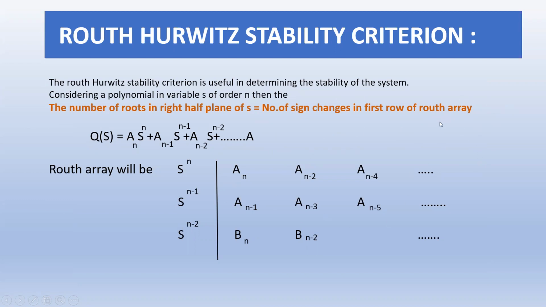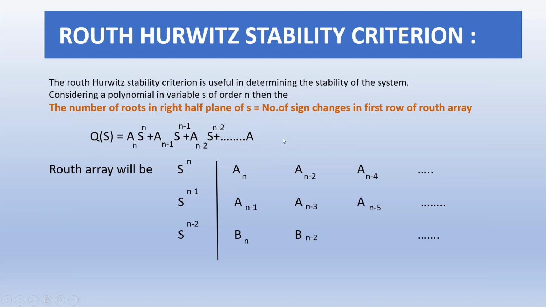So we have to create the Routh array for a given polynomial, and based on the first column of this Routh array, the number of sign changes is the number of roots in the right half plane of S. Even if we have a single sign change, then we have one right half plane pole, which makes the system unbounded and unstable. So let us start the Routh-Hurwitz stability criterion.